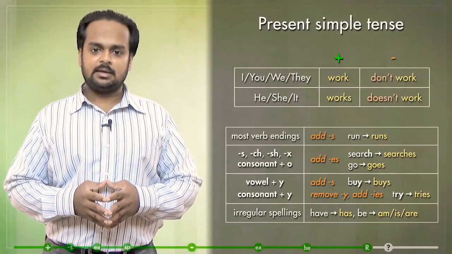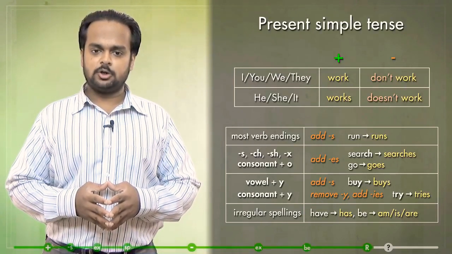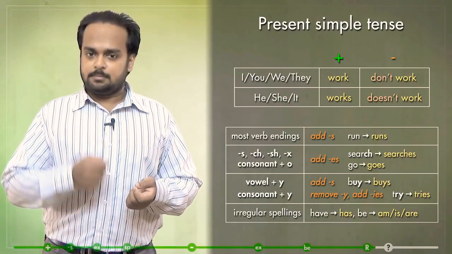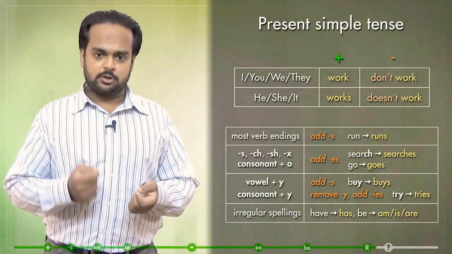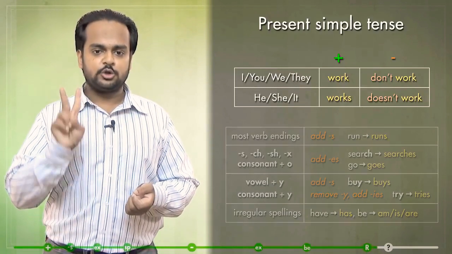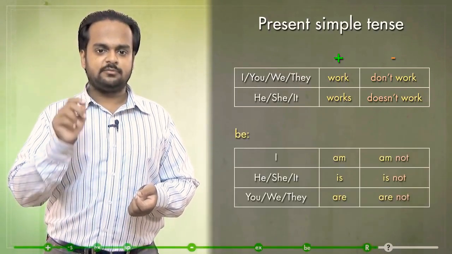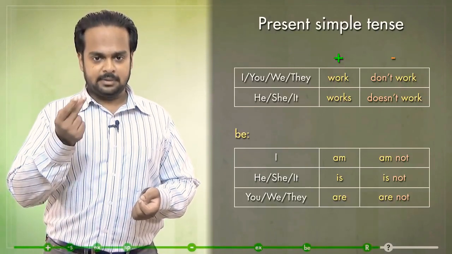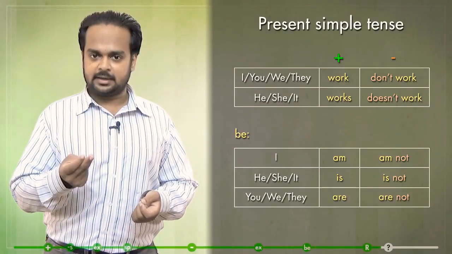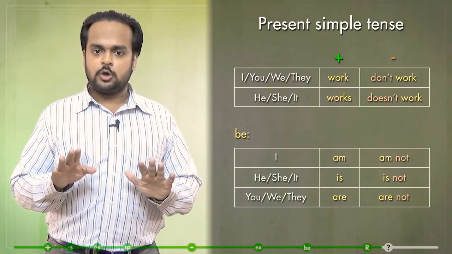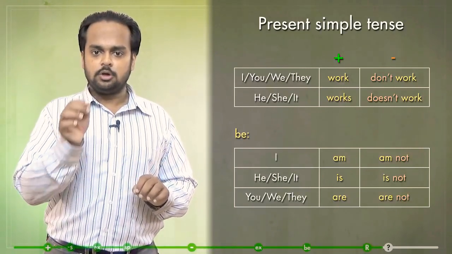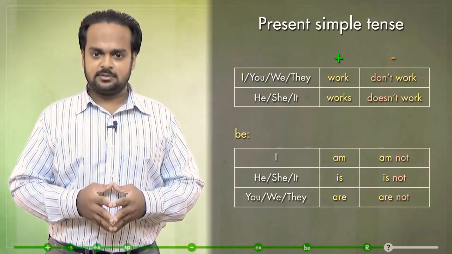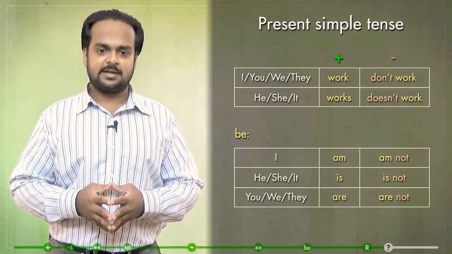Then we moved on to making negative sentences. Remember to pull the helping verb do out of its hiding place, put it before the main verb, and add not to it. Finally, we learned the 2 important ways in which the verb be is different. First, it has 3 forms: am, is, and are. And second, it has no helping verb. So to make negative sentences, you put not right after it. All right, it's now time for the test to see if you can make present simple tense sentences correctly.